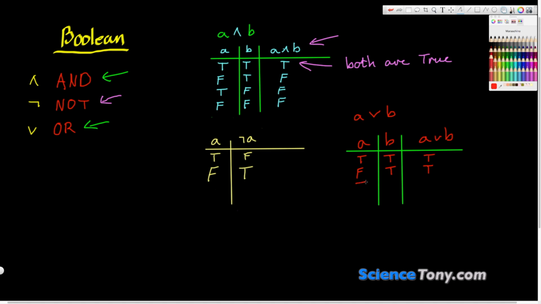If A is true and B is false, well, A is true, so it's A or B, so that's going to return true. And if A is false and B is false, they're both false, neither of them are true, so it's going to return false. So the only time it returns false is if both are false.